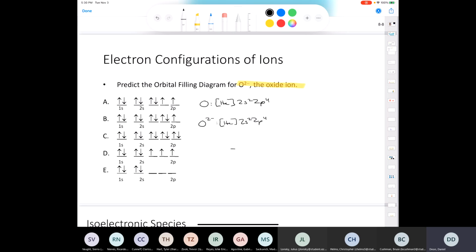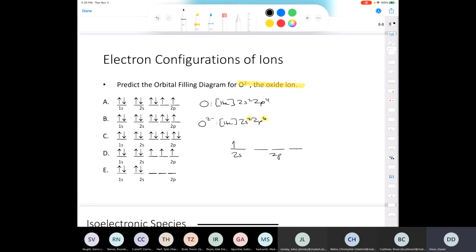Now, if I drop my 2s orbital, there's only one type of s orbital, isn't there? The 2s orbital, and then I have 1, 2, 3, 2p orbitals. Let's fill those up. In my 2s orbital, I have 2 electrons. Did I put the wrong number of electrons there? I did. This is supposed to be 2p6 because it gains 2 electrons. Okay, so in my p orbital, I should have 6.